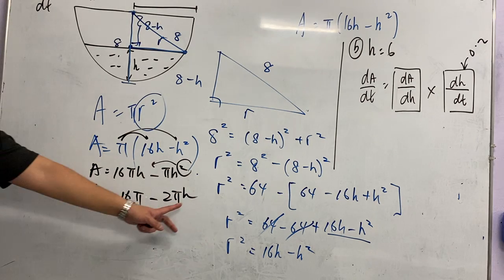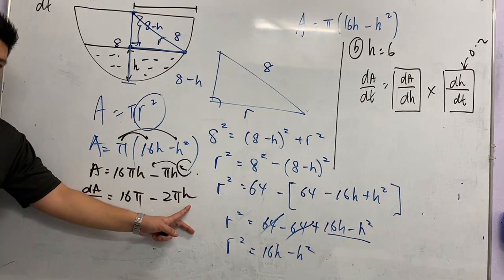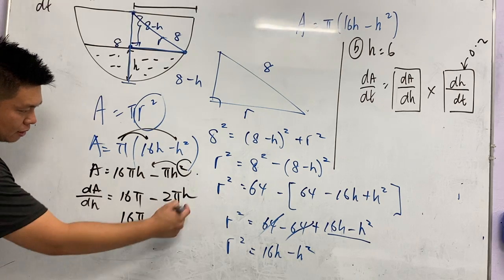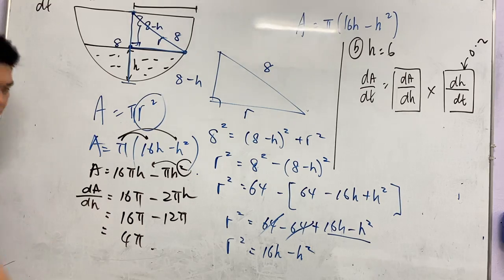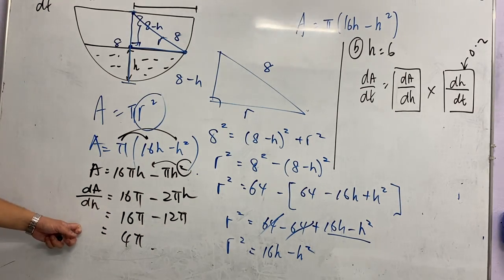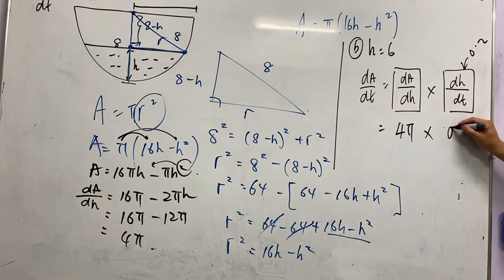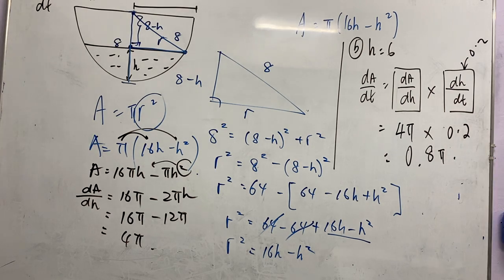Okay? Alright, tell me what's the H now? In the question, H is equal to 6. Can I substitute 6 here? Okay, try to think what happens. 16 pi minus 12 pi. So what is 16 pi minus 12 pi? 4 pi. Alright, so now you have your dA/dH is 4 pi. So what I'll do over here, I substitute. This is 4 pi times, this is 0.2. Tell me what you get. 4 times 0.2, 0.8. So that's your answer, 0.8 pi. Okay, so done. This is question B, that's all. dA/dt. Done?